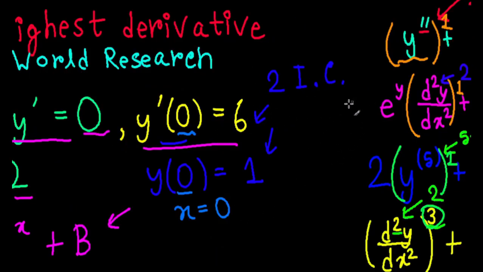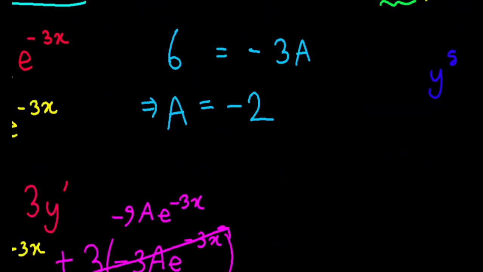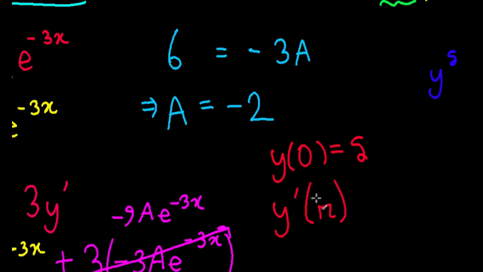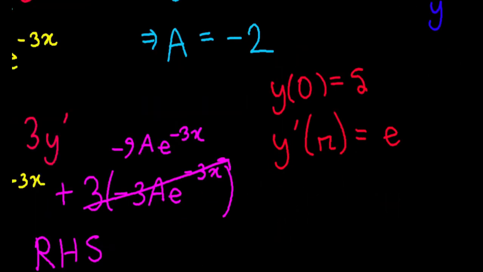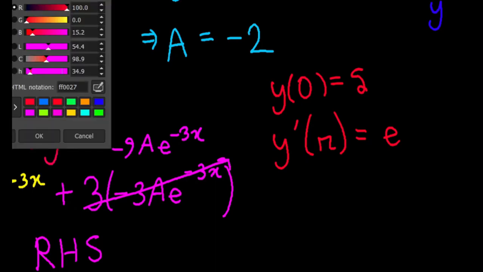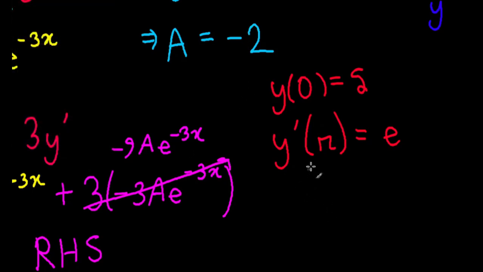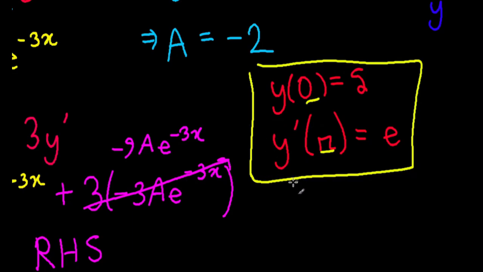Technically, only if these conditions are given at the same value of x do you formally call them initial conditions. Suppose I told you that y of 0 is equal to 5, and y prime of pi, at x equals pi, let's say that's equal to e. Anyways, I just made them up. The thing is, these conditions are definitely not given at the same value of x. Here x equals 0, x equals pi, they're not the same. Just because the values of x are not the same for these conditions, they're called boundary conditions.